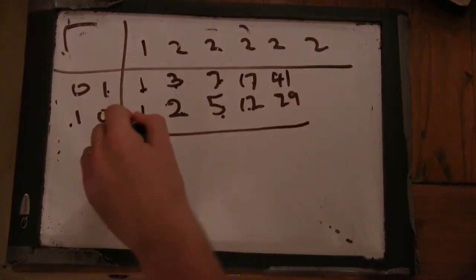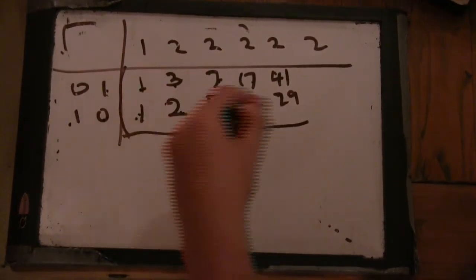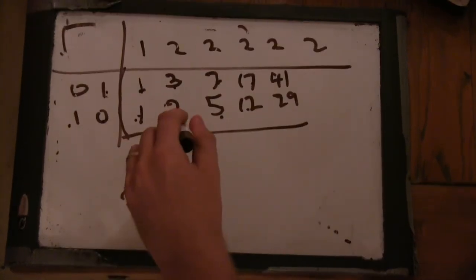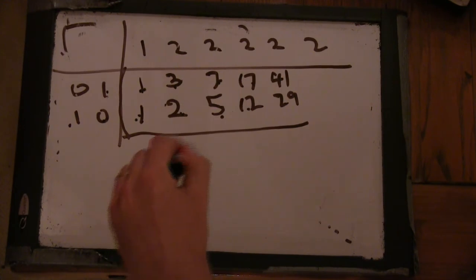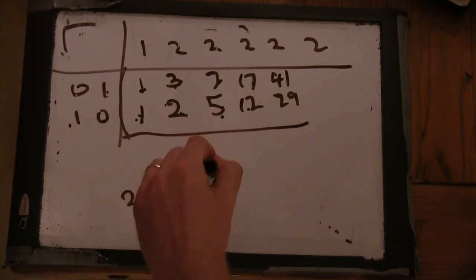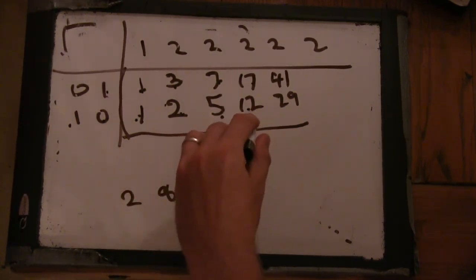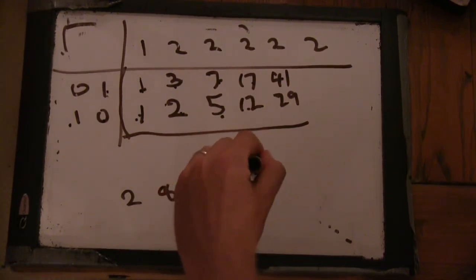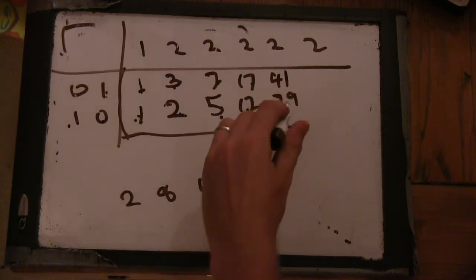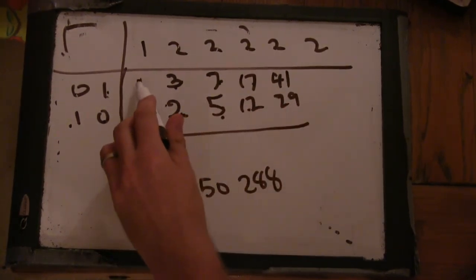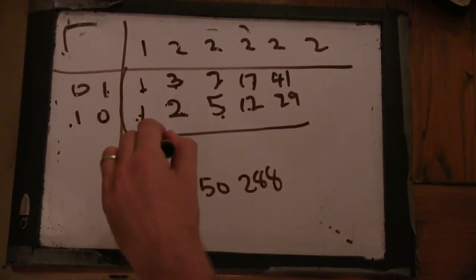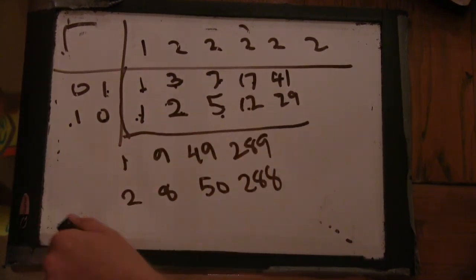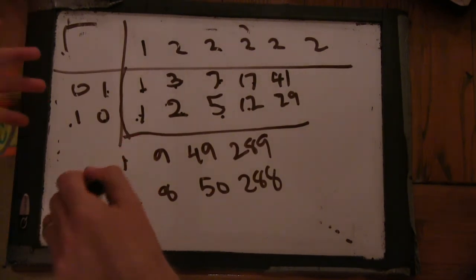These numbers all have really interesting properties. When I square the bottom and multiply it by 2, I get 2, 8, 50, and so on. I didn't bring a calculator, so we'll just stop there. But now when I square the top, I get 1, 9, 49, 289. What do you notice? Approximations.